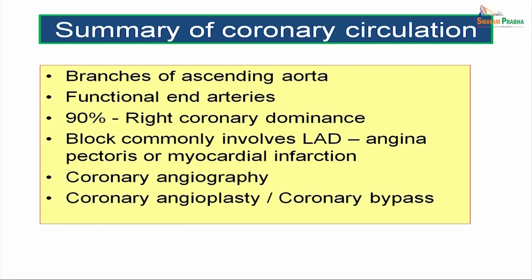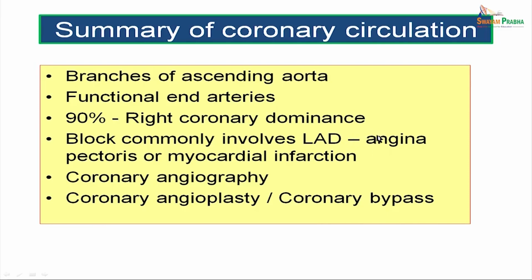Now, let us look at the summary of coronary circulation which we spoke about till now. Coronary arteries are branches of the ascending aorta. They are functionally end arteries, as we have seen, even though there is anastomosis, if it is a gradual process; otherwise they are end arteries. In 90% of the population, you find the right coronary artery dominating, supplying more of the structures of the heart like the conducting system.